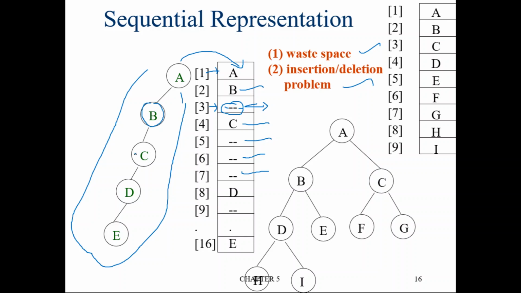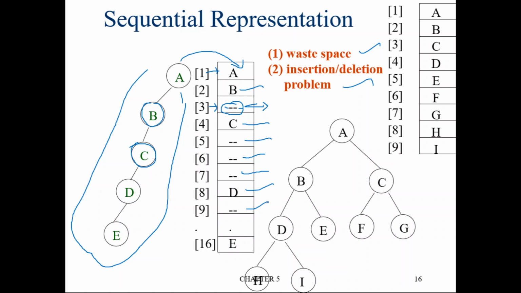Now come to the left child of B, that is C. Left child of B is C. Does C have a left child? Yes. Okay, does C have a right child?